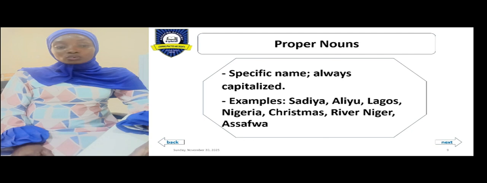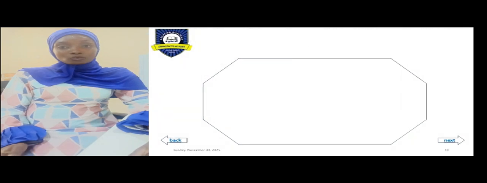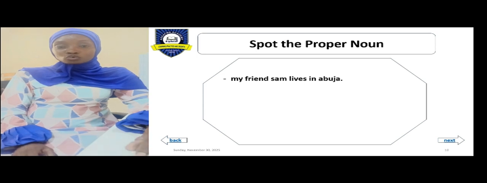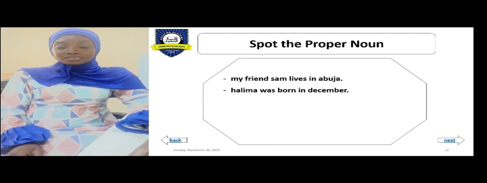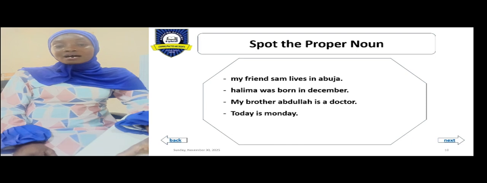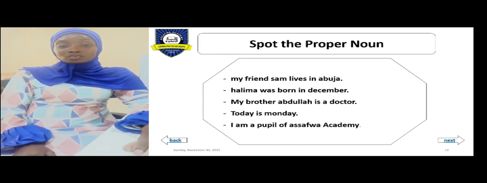Before we go to the next topic, let's quickly do this. You're going to spot the proper noun in the sentences below. My friend lives in Abuja, so just type the proper noun in the comment section. The second sentence is Halima was born in December. Type out the proper noun in that sentence also. My brother Abdullahi is a doctor. Today is Monday. And the last is I am a pupil of Asafwa Academy. I want you all to quickly type out the proper nouns in these sentences in the comment section.